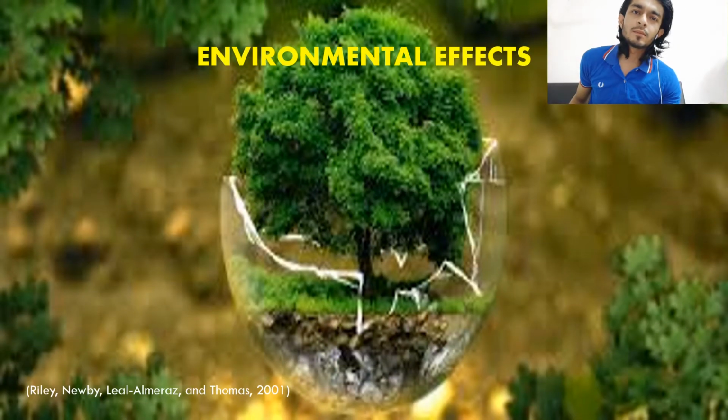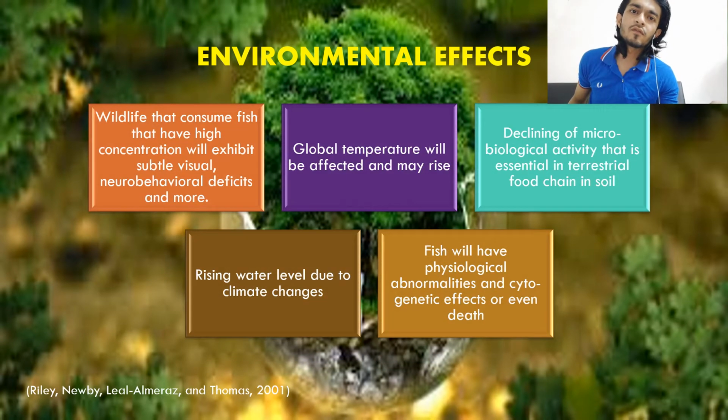Now we go to the environmental effects of Minamata disease. These are a few examples. The first one is that wildlife that consume fish with high concentration will exhibit subtle visual and neurobehavioral deficits and more. The second point is global temperature will be affected and may rise. The third point is the declining of microbiological activity that is essential in the terrestrial food chain in soil. Rising water level due to climate change. And the last point is fish will have physiological abnormalities and cytogenetic effects or even death.